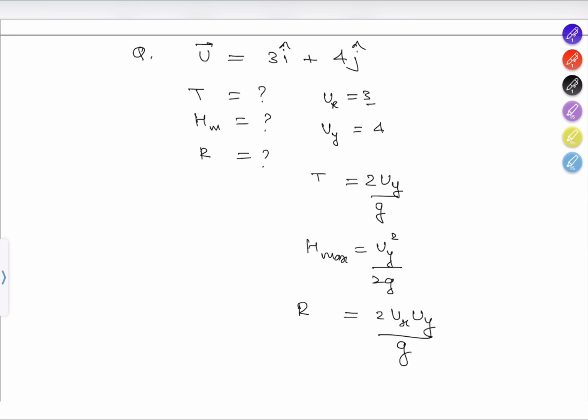Range is decided by both the components together. Time of flight depends on the vertical component only. H max depends on the square of the vertical component.